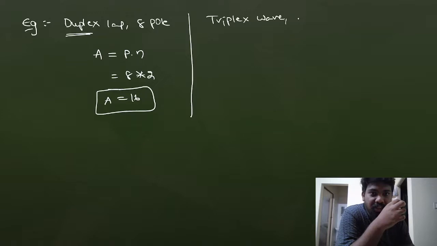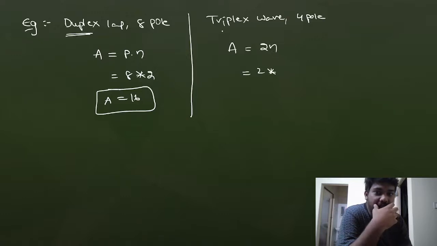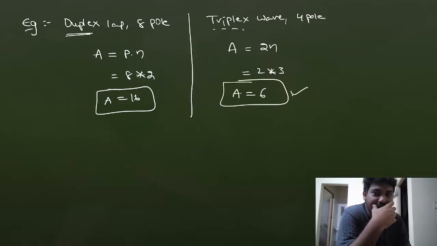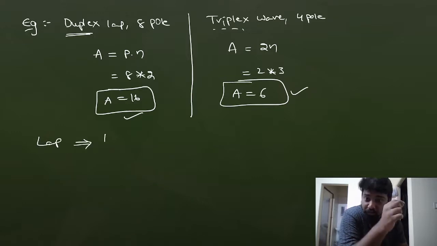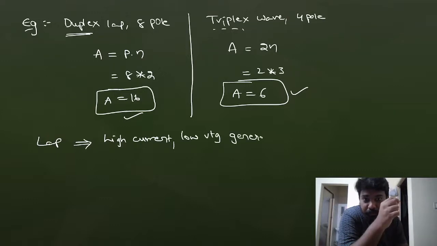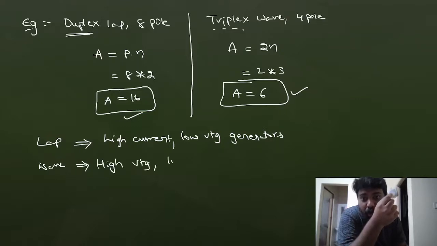If it is triplex wave with 4 poles, then we can write it as A equal to 2 times N. Here 2 into what is the N? Triplex. So 3. So number of armature parallel paths is 6. Done. Where is lap and where is wave used? Lap is used for high current and low voltage generators, whereas wave winding is used for high voltage and low current generators.